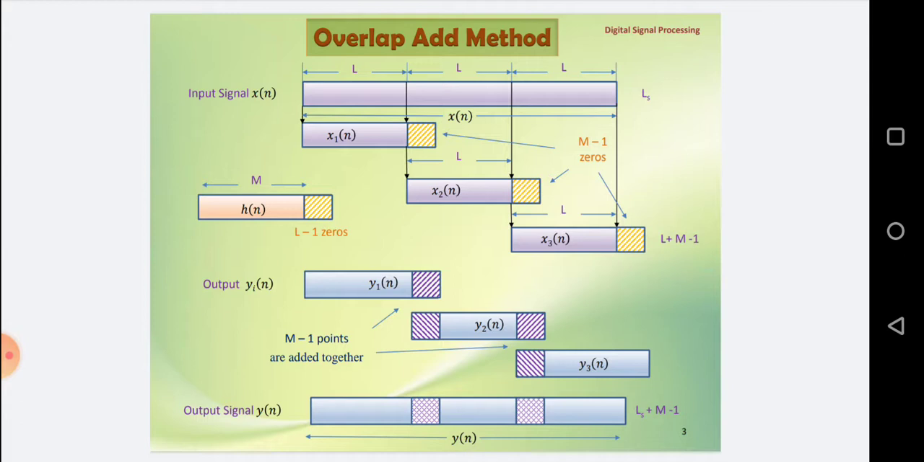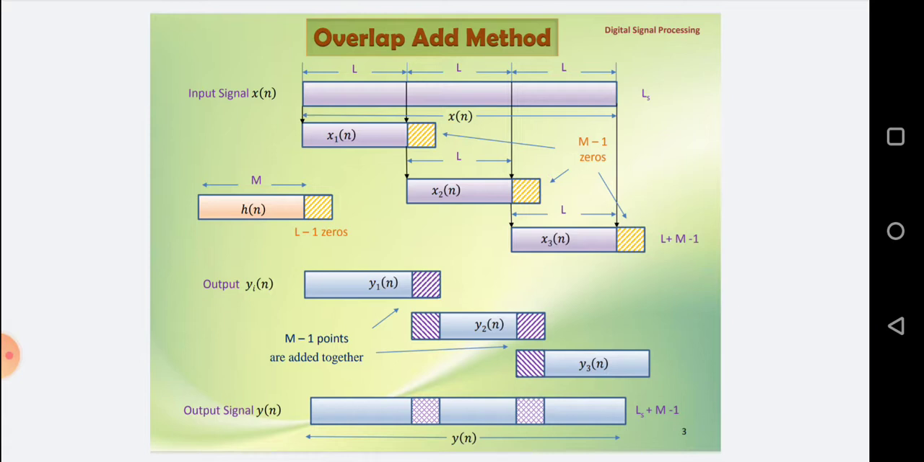In case of overlap save method, for getting the final output, we discarded the first M minus 1 elements of each output block. But in case of overlap add method, we add the last M minus 1 elements of the first sequence with the first M minus 1 elements of the second sequence. Similarly, we add the last M minus 1 elements of the second sequence with the first M minus 1 elements of the third sequence. We have to repeat this process, and to get the final output, we just copy all the elements. So the final output y of n will be of length capital N equal to Ls plus M minus 1.